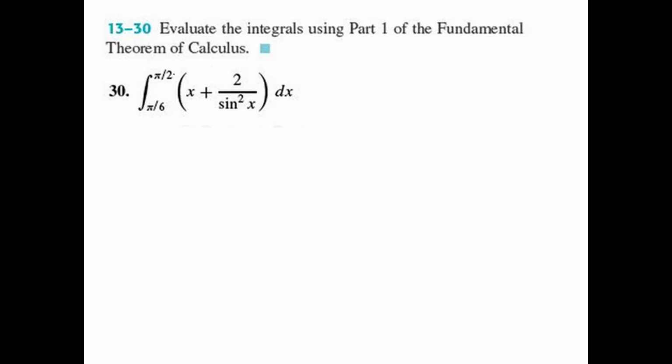Evaluate the integrals using part 1 of the fundamental theorem of calculus. Again, we're finding antiderivatives. You are capable of finding this antiderivative, so you should pause the video and try this on your own and then see what I did. So this is the definite integral from pi over 6 to pi over 2 of... this term right here is not on my table, but you should see that it can be rewritten as 2 times the cosecant squared of x.